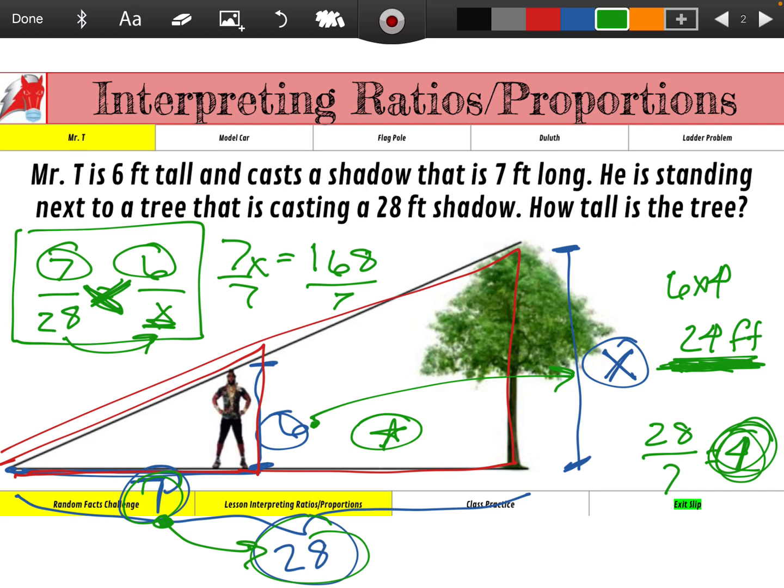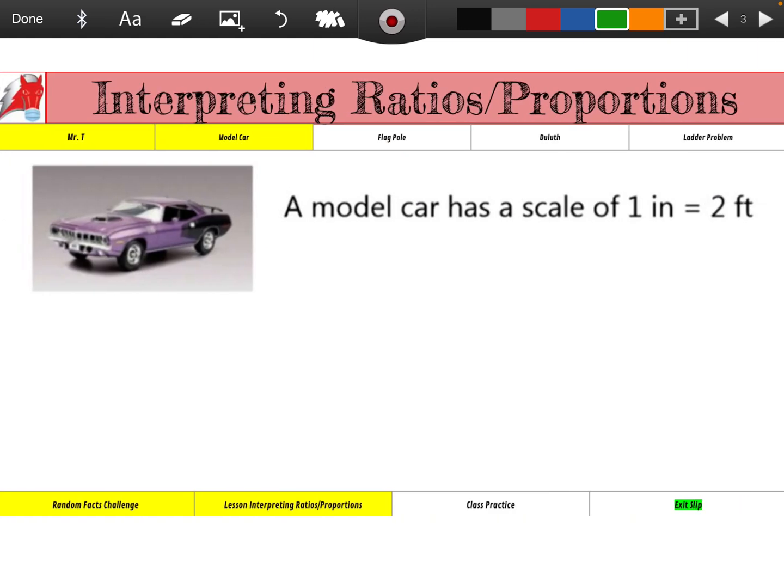Let's see how we deal with the next one. I simply have a scale here. The model car has a scale of 1 inch to 2 feet, which means every inch on the model car is 2 feet on the real thing. So I'm going to give you the question.